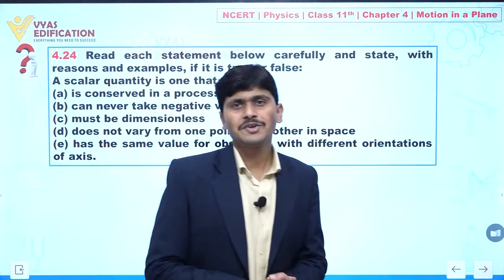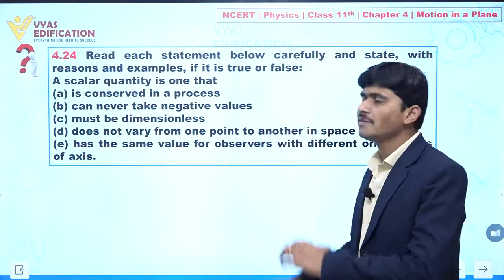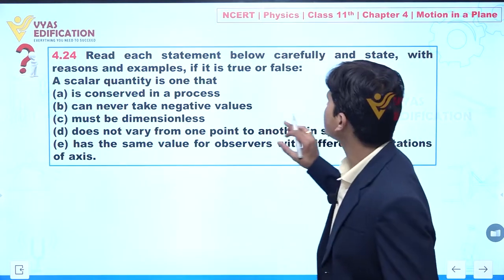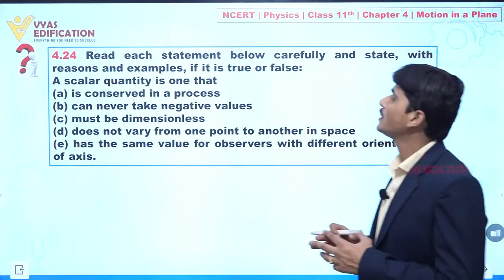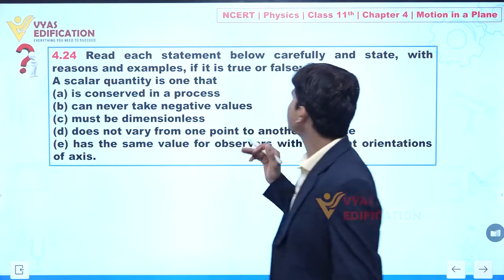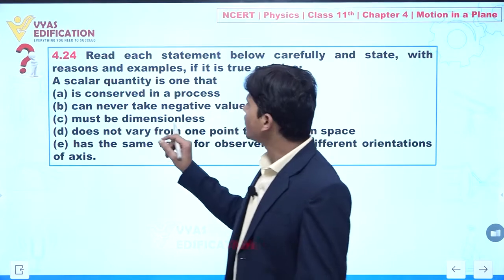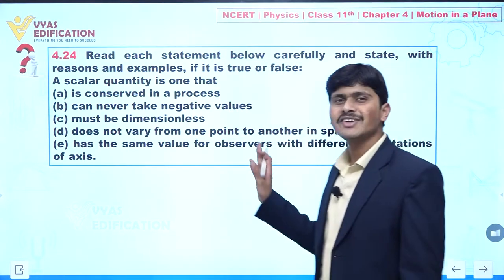Now, dear student, we are going to the question. This is 4.24, and in this question, it is given to you: read each statement below carefully and, with reason and examples, tell me whether it is true or false. Clear? In this question, it is given to you: a scalar quantity is one that is conserved in a process.